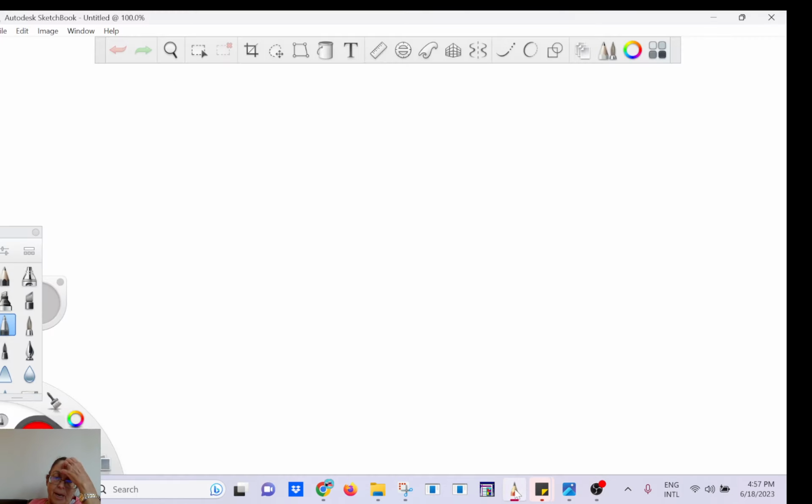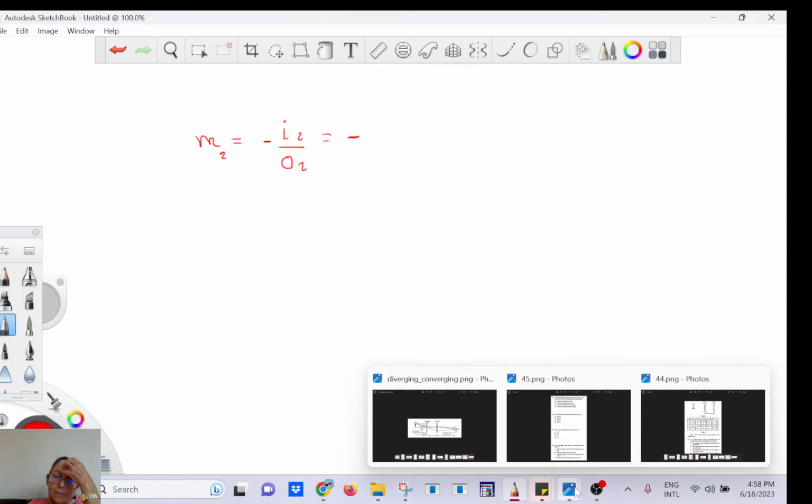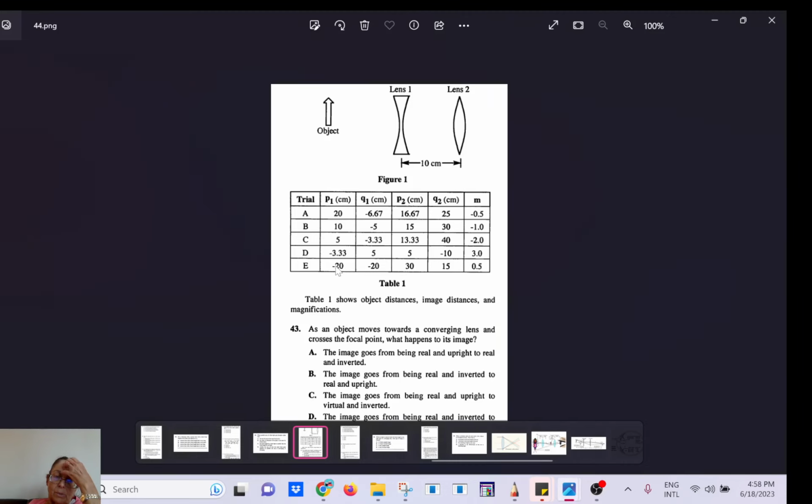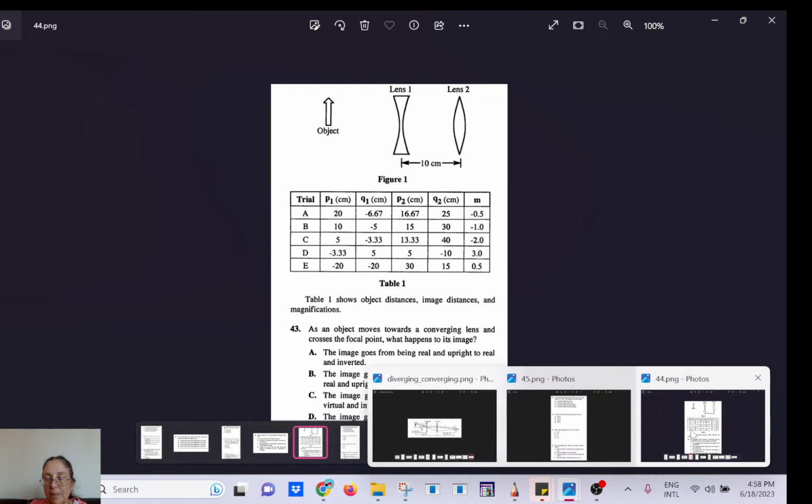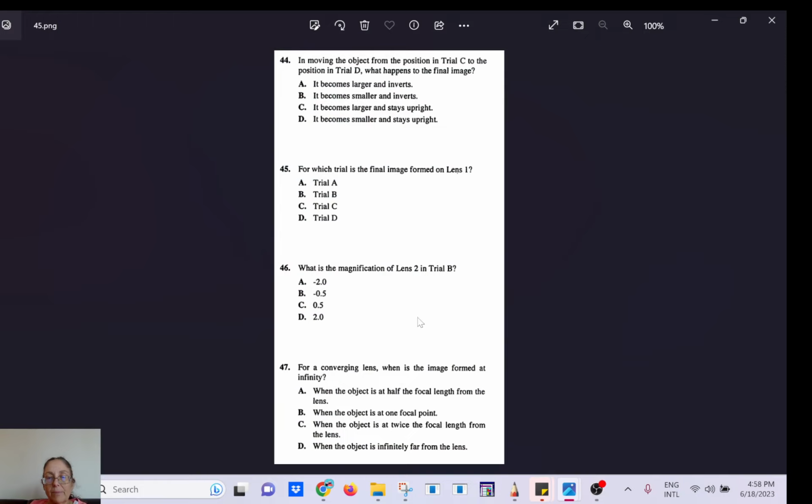Magnification, by definition, is minus the distance over 2, which is minus, and I'm lost. I forgot what the question was. Was it E? B.